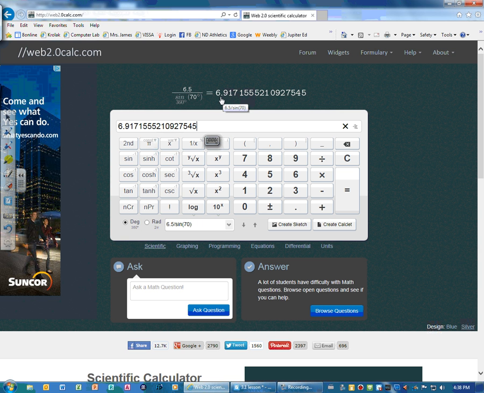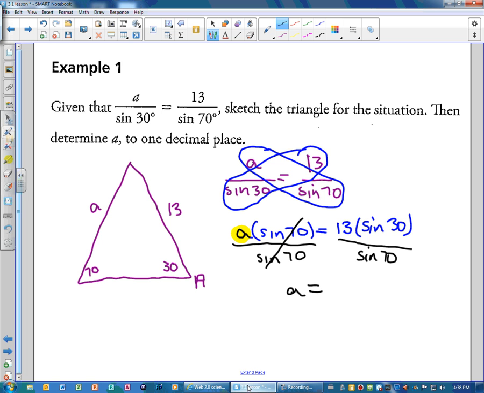And as you can see up here, 6.917155, on and on. It asks for one decimal place. So A is 6.9.